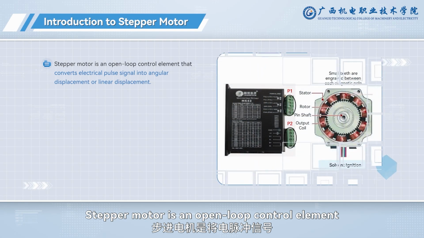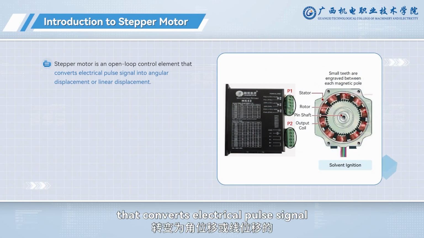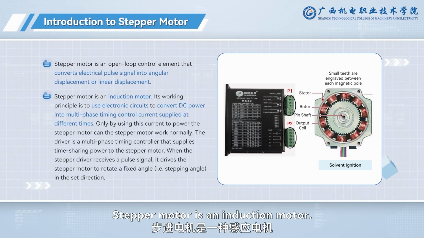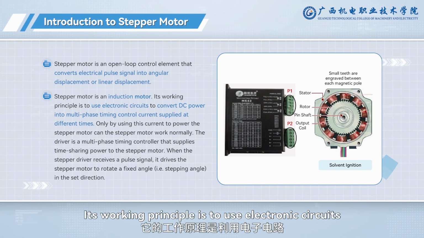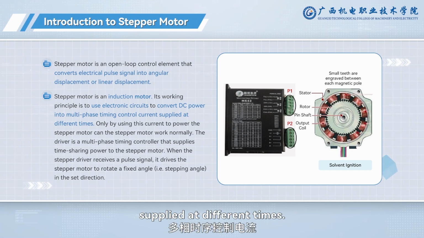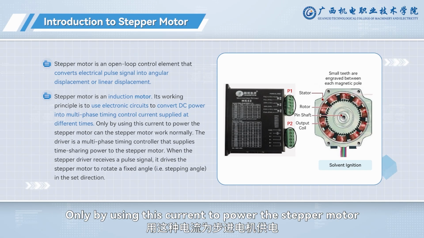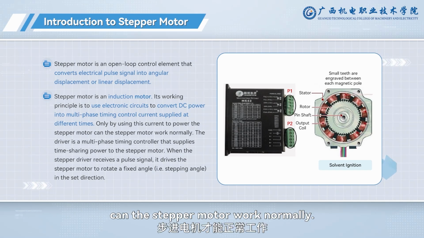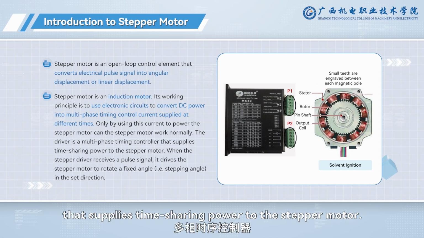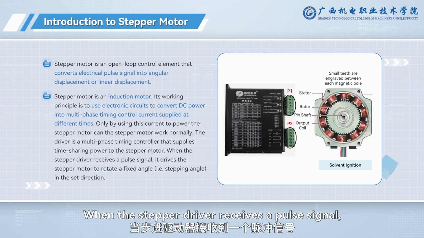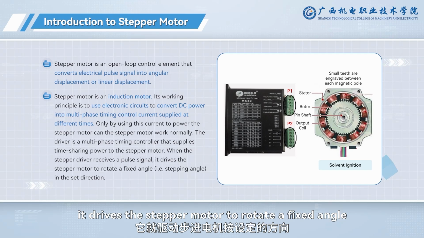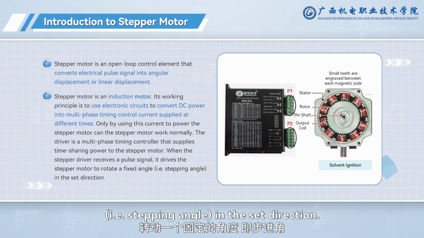Stepper motor is an open-loop control element that converts electrical pulse signal into angular displacement or linear displacement. Stepper motor is an induction motor. Its working principle is to use electronic circuits to convert DC power into multi-phase timing control current supplied at different times. Only by using this current to power the stepper motor can the stepper motor work normally. The driver is a multi-phase timing controller that supplies time-sharing power to the stepper motor. When the stepper driver receives a pulse signal, it drives the stepper motor to rotate a fixed angle, i.e. stepping angle, in the set direction.